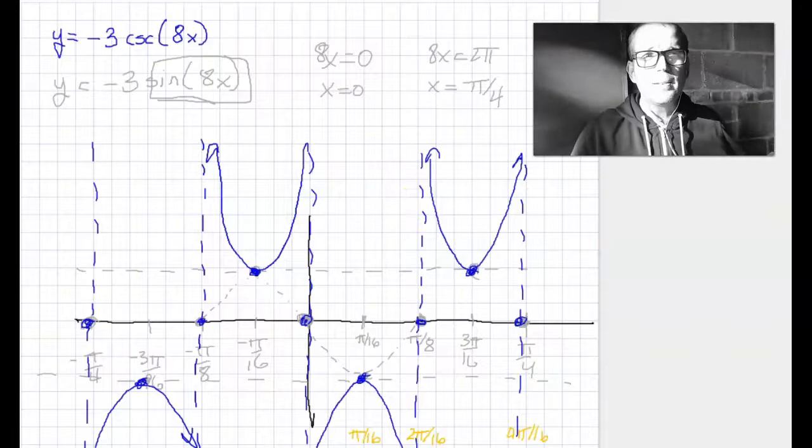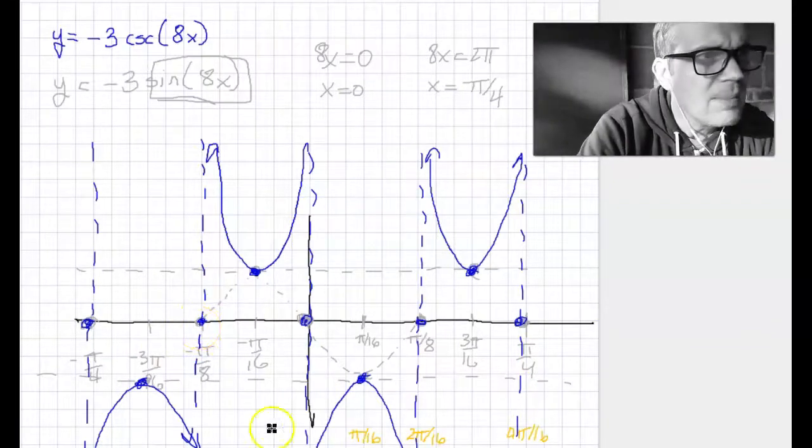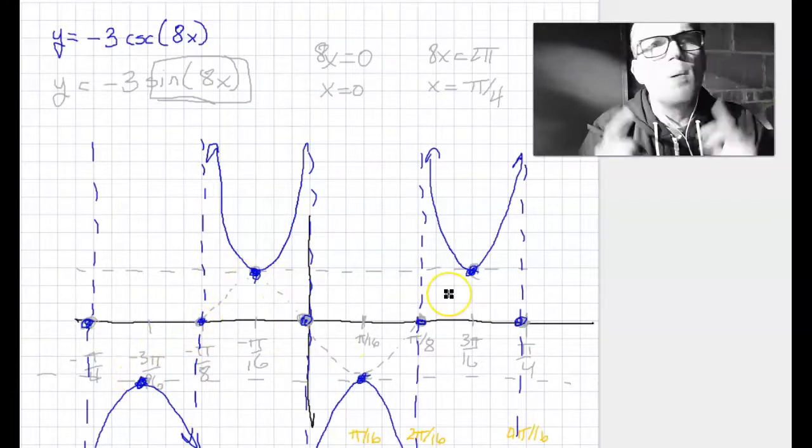That's how I do it. If I can do sine, I can do cosecant. Zeros of sine become vertical asymptotes, and these maximal and minimal points remain.